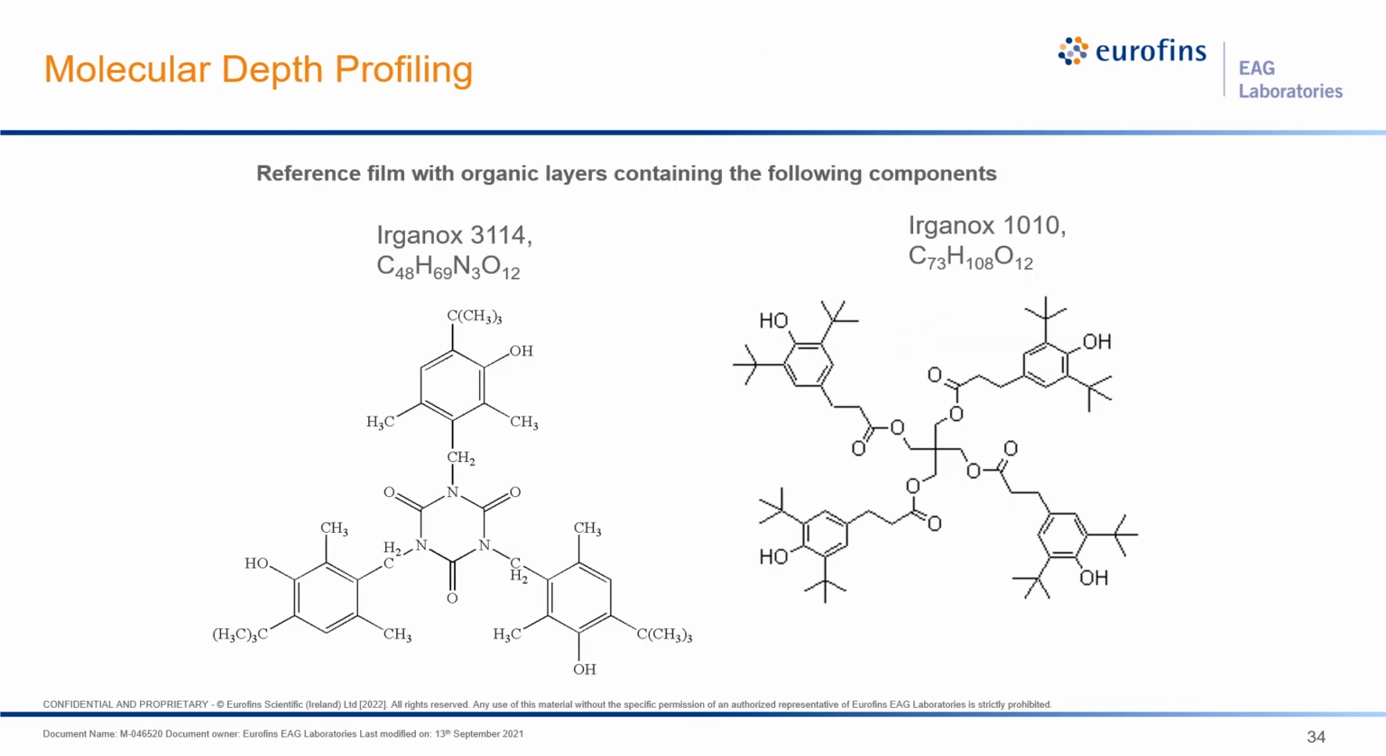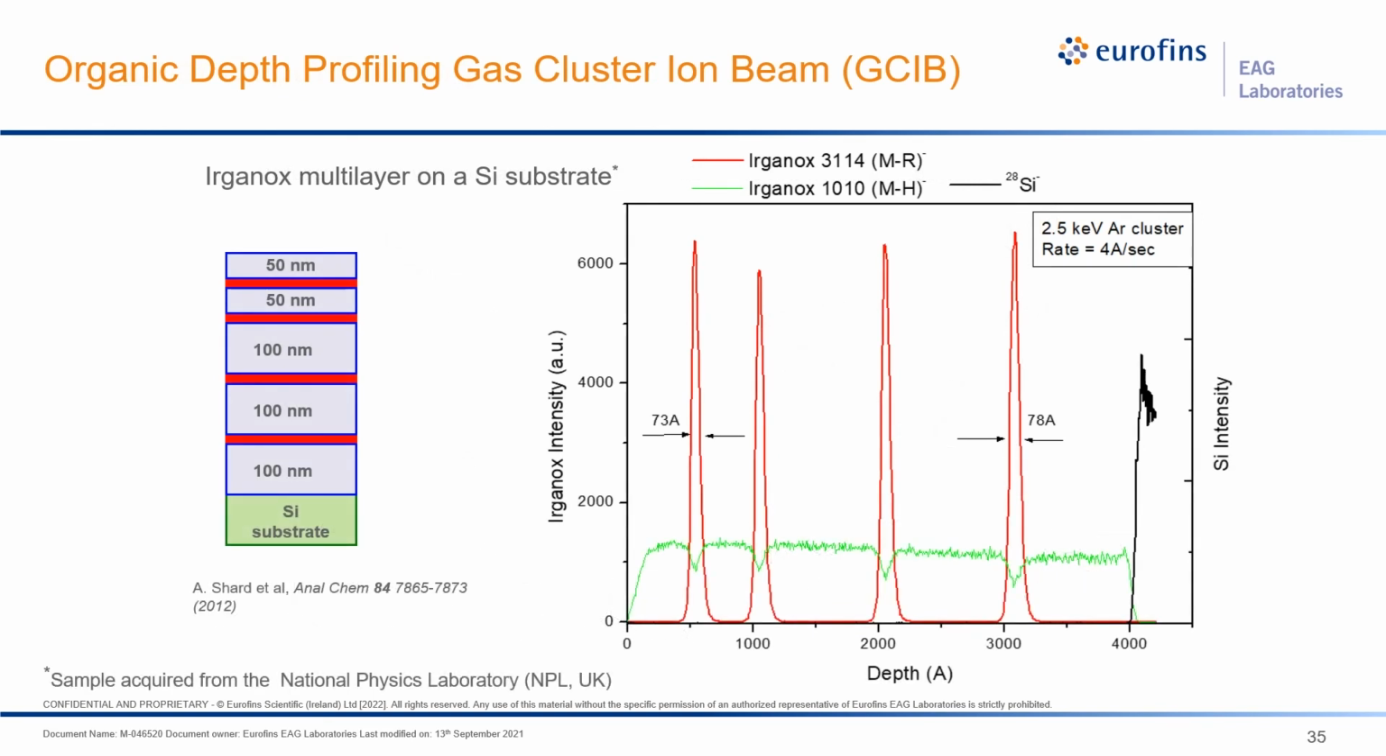Again, back to a reference film that was manufactured by a group in the UK at the National Physical Laboratory. They made a layer structure of these two different polymers. They're both called Irgonoxes and they have similar functions, but they're very different chemical structures, as you can see from here. So they made this layer structure on a silicon wafer, 100, 100, 50, 50 layers of the Irganox 1010 interspersed with thin layers of the Irganox 3114.